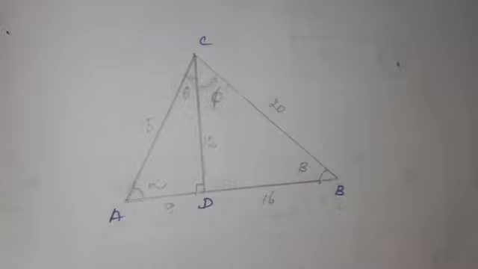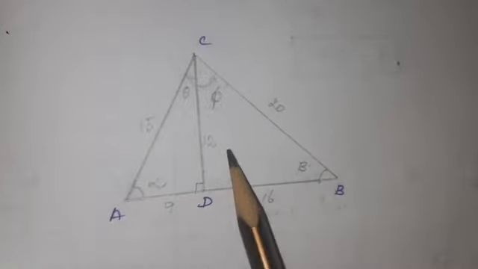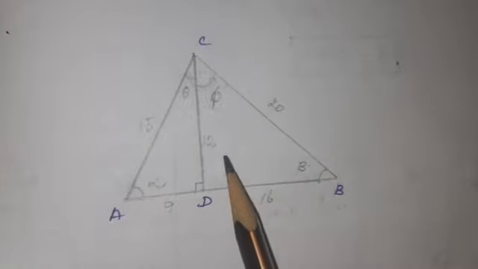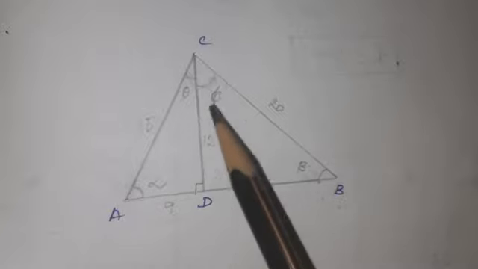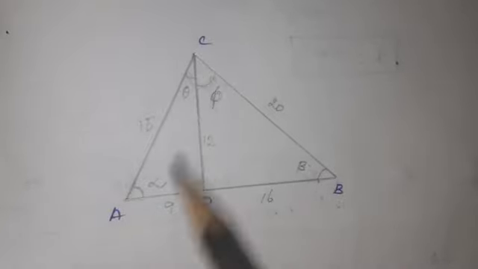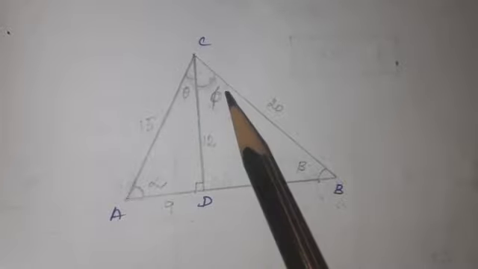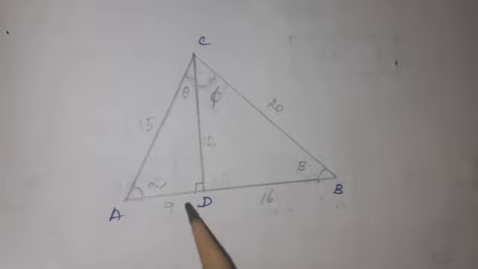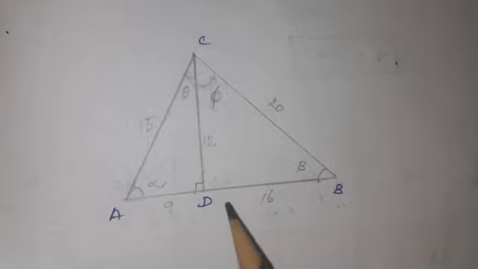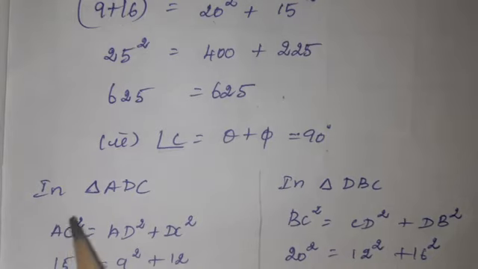Next we have to prove that the two given triangles are right angled. For that, first consider the triangle ADC. Another triangle is DBC. So first consider triangle ADC, and another is triangle DBC. Here I have written this one in triangle ADC and the other in triangle DBC. I am going to use the Pythagoras theorem concept for both triangles.